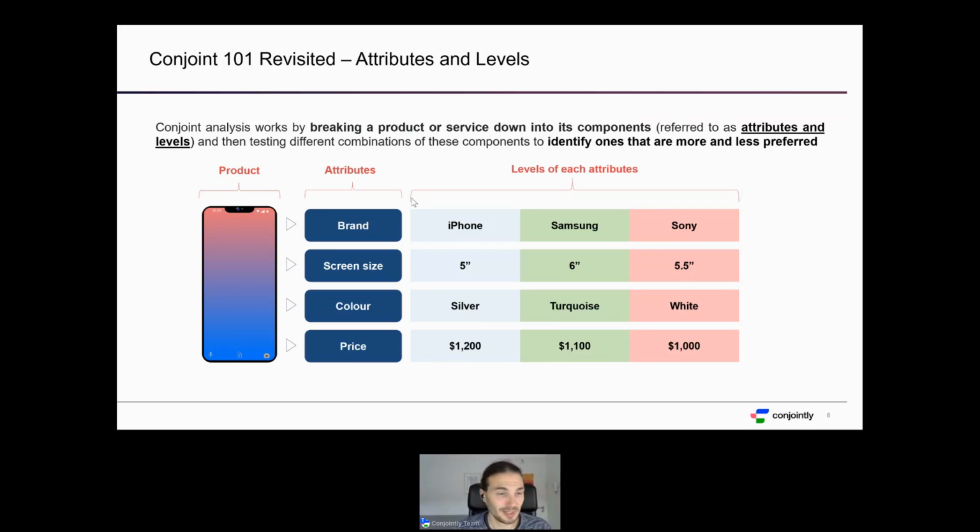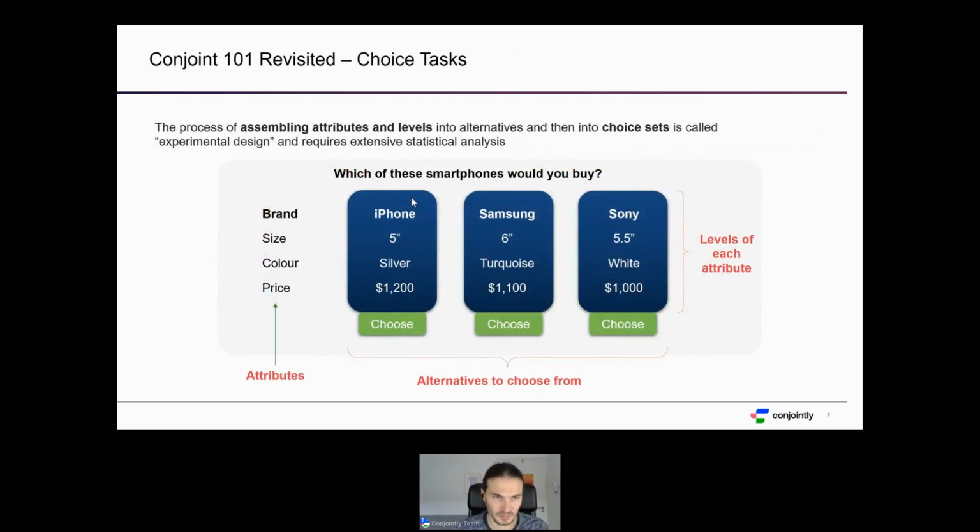Then all that we do is, once we've asked you to fill all this information in, so what are the attributes and levels you're interested in, we launch an experiment, and the experiment consists of choice tasks. And a choice task is nothing more than a task in which you have to choose. A simple terminology there. So here we can see there's 3 combinations, also known as alternatives, from which you can choose. And so on this choice task, we ask you to choose between an iPhone 5 inches in silver for $1,200, a Samsung 6 inches turquoise for $1,100, a Sony 5.5 inches in white for $1,000. So that is the general design.